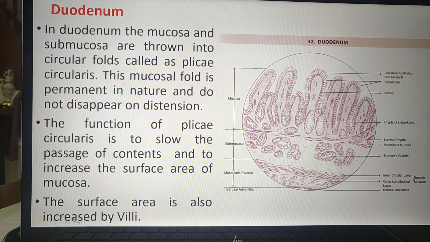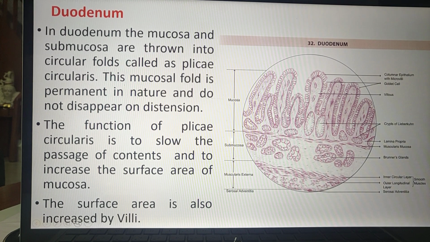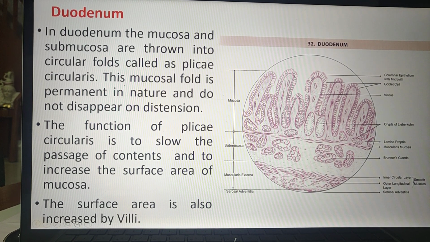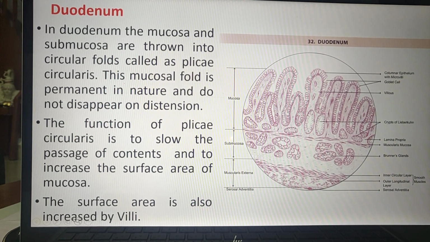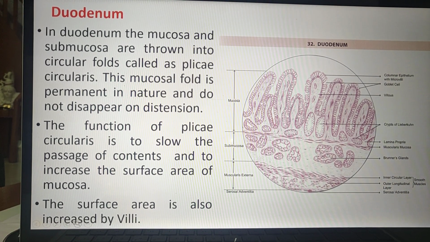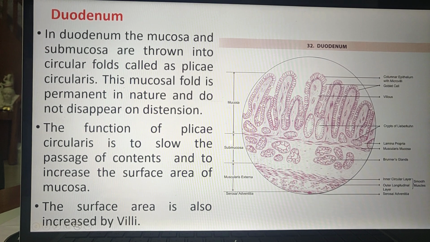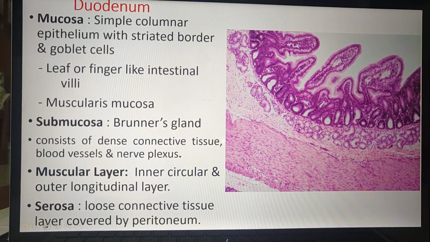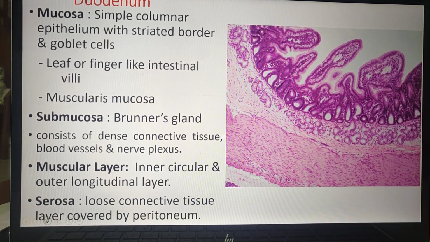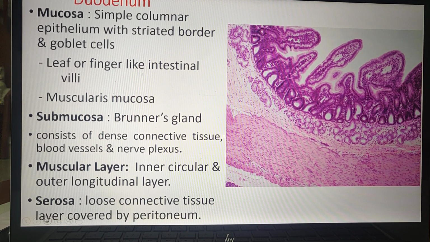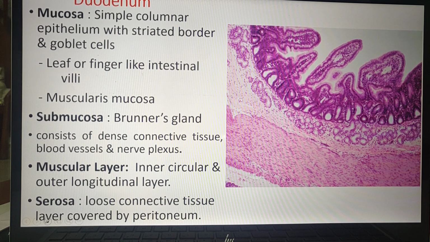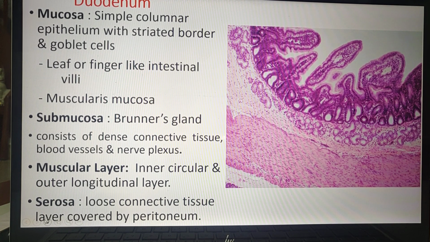The function of the plica circularis is to slow the passage of the content and to increase the surface area of the mucosa, but mainly the surface area of the mucosa is increased by the villi. In the slide of the duodenum, we already discussed there are basically four layers: mucosa, submucosa, muscularis externa or muscular layer, and serosa.